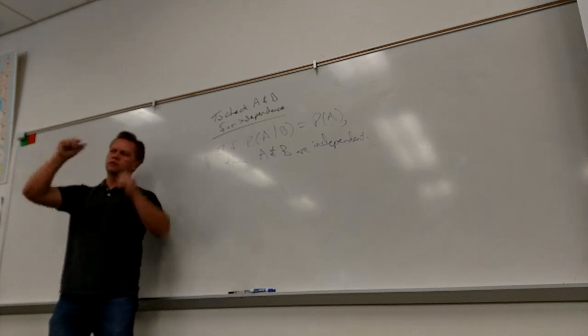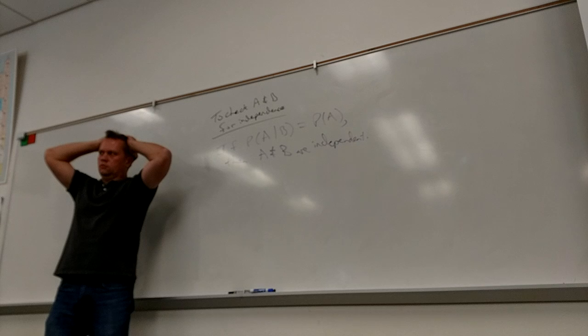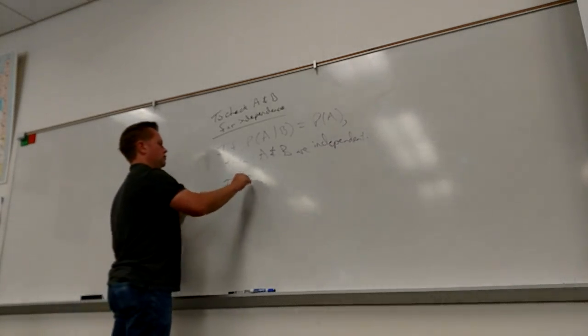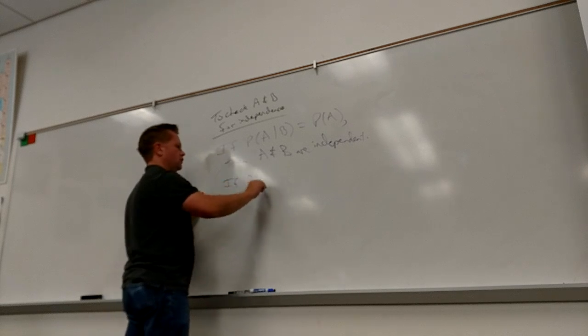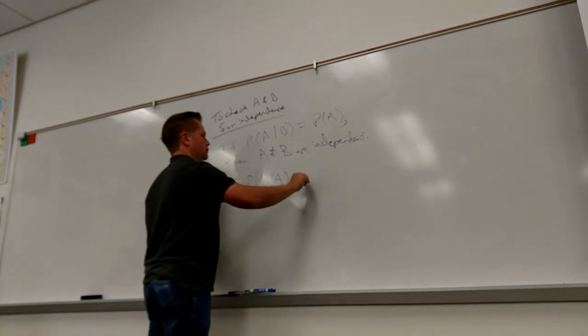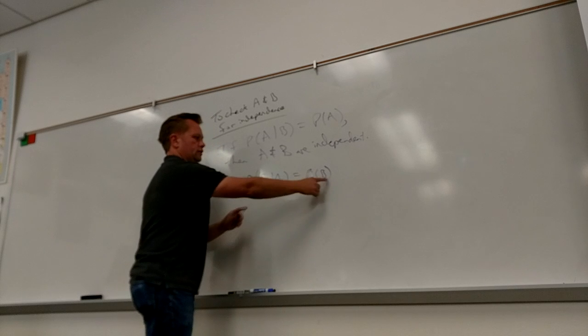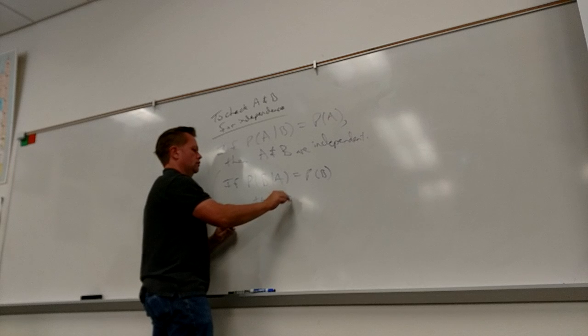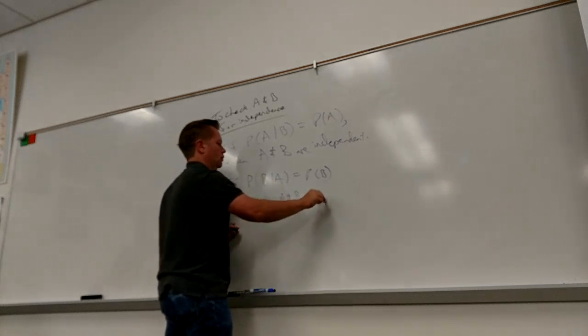Yes? So it's always going to be based off of the first letter? It doesn't matter. Alternately, you could do, if the probability of B given A equals the probability of B. Is that what you mean? Yeah. Because then it's still independent. Then A and B are independent.